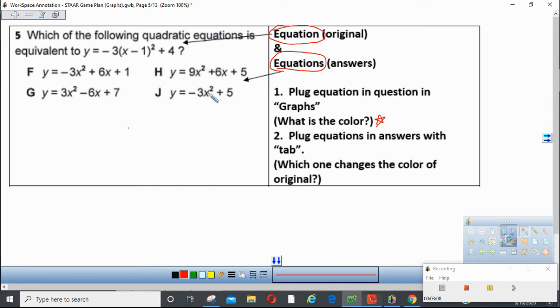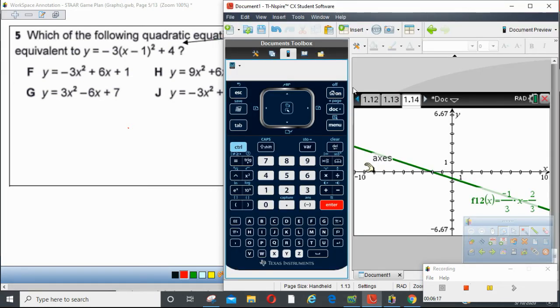Then we're going to type in the equations in the answers. We're looking for the one that goes right on top, and what it will do is change the color of the original. Okay, and so that's what we'll be looking for. So let's go take a look. So let's go to graphs.